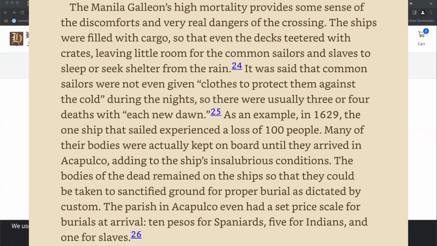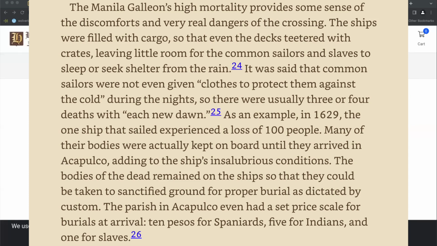The Manila galleon's high mortality provides some sense of the discomforts and very real dangers of the crossing. The ships were filled with cargo, so that even the decks teetered with crates, leaving little room for the common sailor and slaves to sleep or seek shelter from the rain. It was said that common sailors were not even given clothes to protect them against the cold during the nights, so there were usually 3 or 4 deaths with each new dawn.